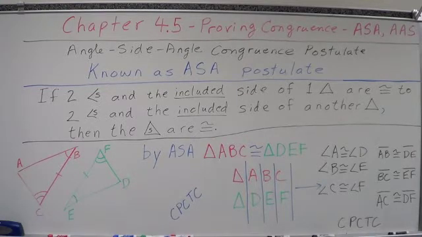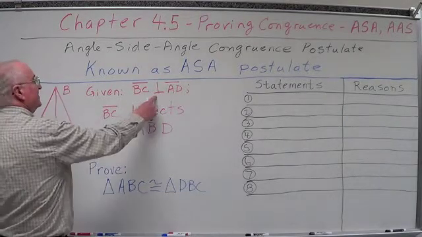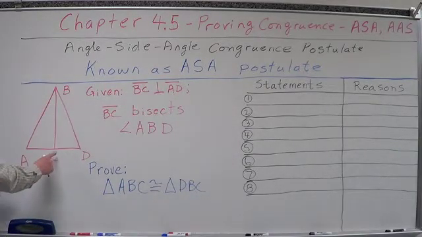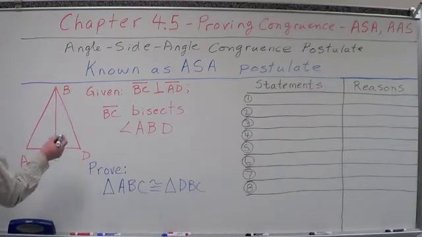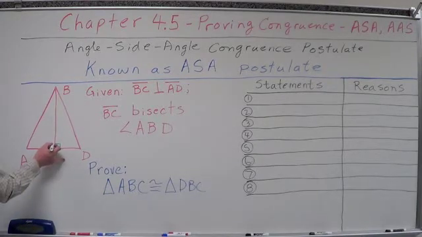Now, let's do an example using this and prove two triangles congruent using the ASA postulate. We're given this figure: triangle ABD, triangle ABC, triangle DBC. We're given that segment BC is perpendicular to segment AD. Well, what does that tell us? It tells us that is a right angle. And what's this one over here if it's perpendicular? There are two right angles, aren't there?